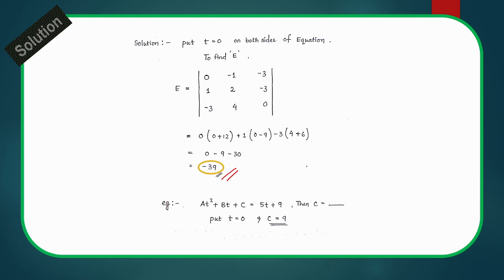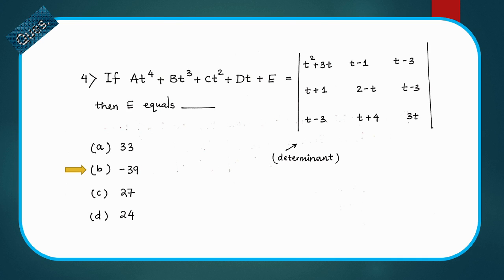So what is the concept behind this question? Suppose an equation is given like this: at^2 + bt + c equals 5t + 9. If it is asked what is c, you can put t equal to 0. Then this term will cancel, this term will cancel, and this term will also cancel. So only c will remain, and here 9. So c equals 9. This is the concept. This is how we solve this type of problem. So the answer will be minus 39.